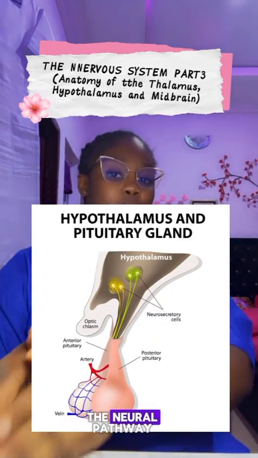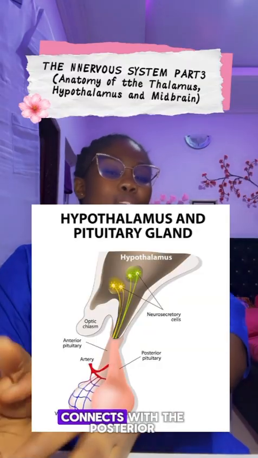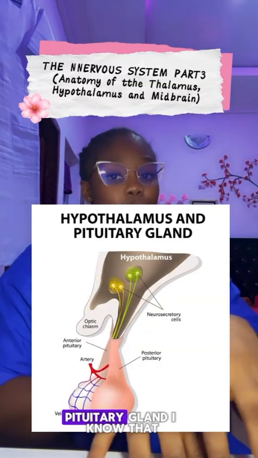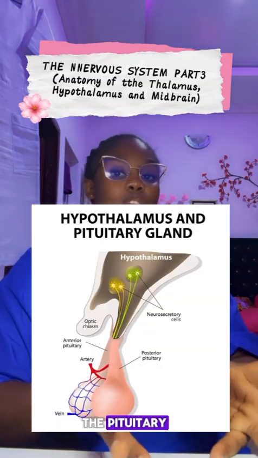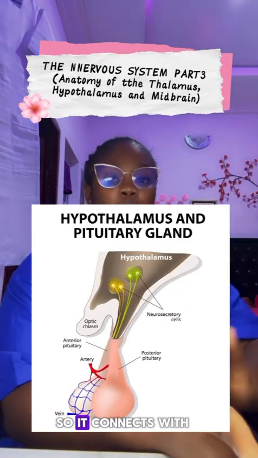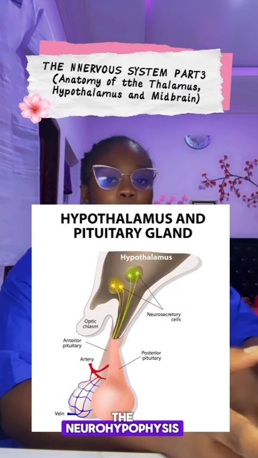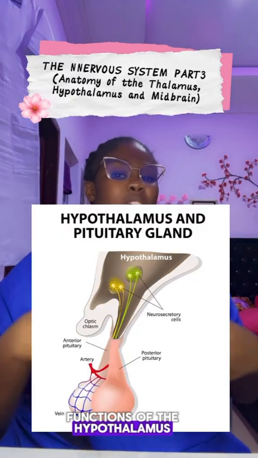Now we have the neural pathway. The neural pathway connects to the posterior part of the pituitary gland. I know that the posterior part of the pituitary gland is called the neurohypophysis, so it connects with the neurohypophysis.